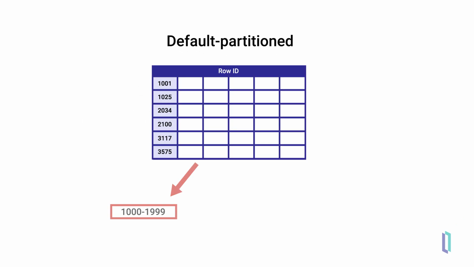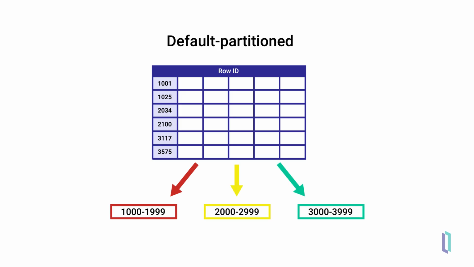The two main types of partition tables are default partitioned and key partitioned. Default partitioned automatically splits data based on row ID, requiring no specific configuration. This can improve the performance of delete operations and ingestion for very large tables.